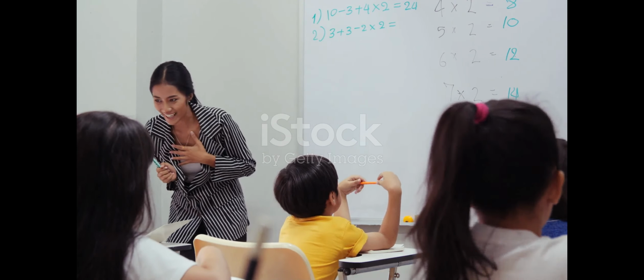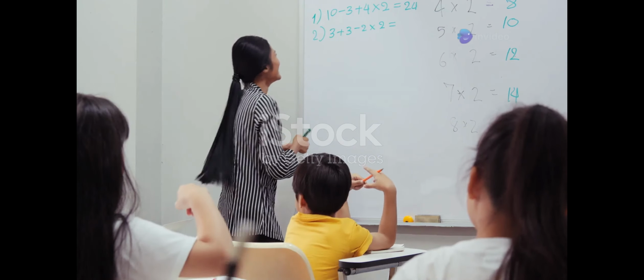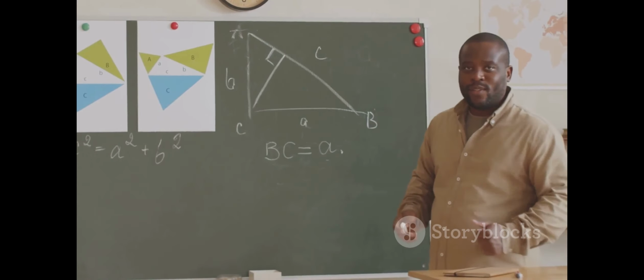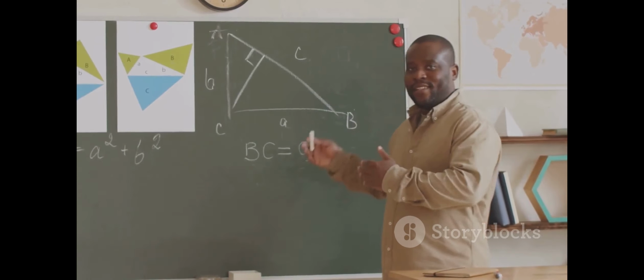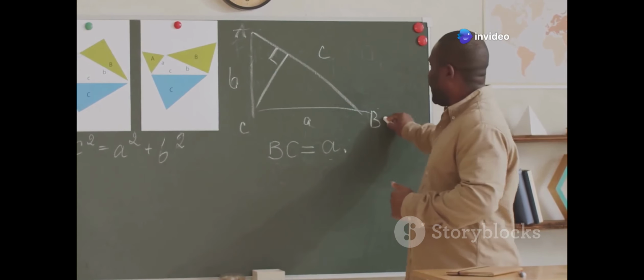First up, we've got the basics: perimeter and area. These are the building blocks for understanding more complex shapes. For a triangle, the perimeter is the sum of all three sides. It's like walking around the edge of a park shaped like a triangle. And the area? That's half the base times the height. Imagine cutting a rectangle in half diagonally. That's your triangle.